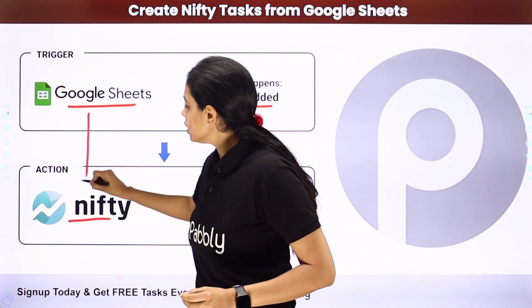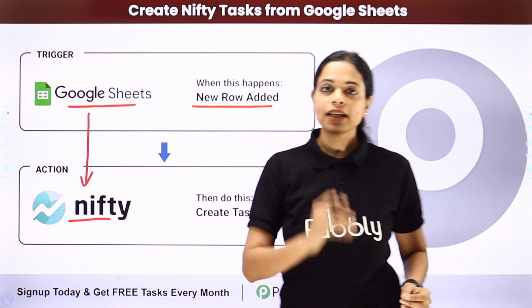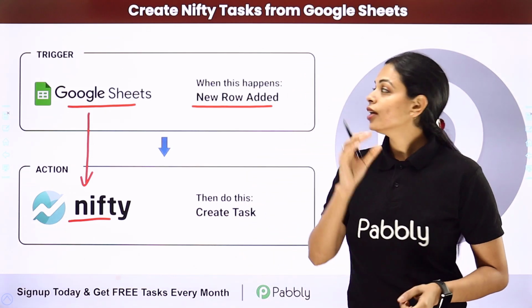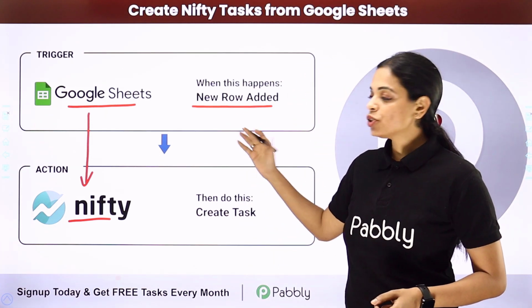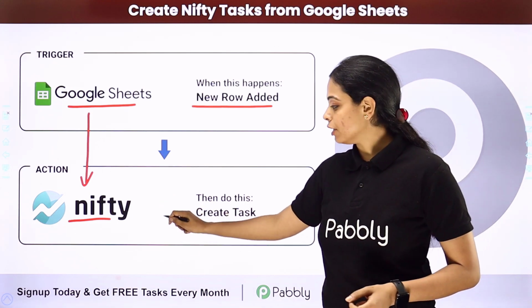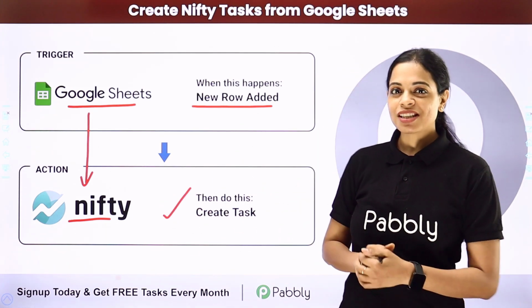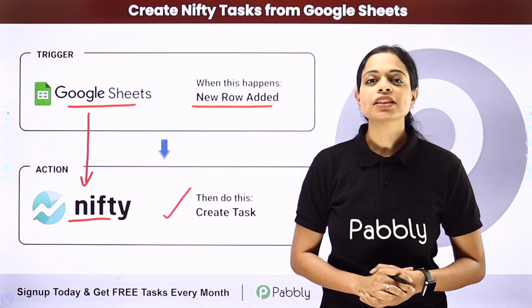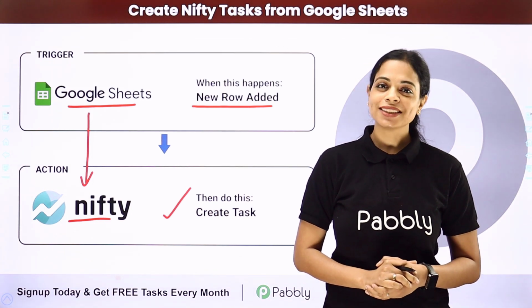For this, you will have to integrate the two applications, and the same thing can be done using Pabbly Connect software. Here your trigger application would be Google Sheets and your action application would be Nifty. Now, how can you integrate and automate this entire process yourself? To understand that, let me take you to my screen.